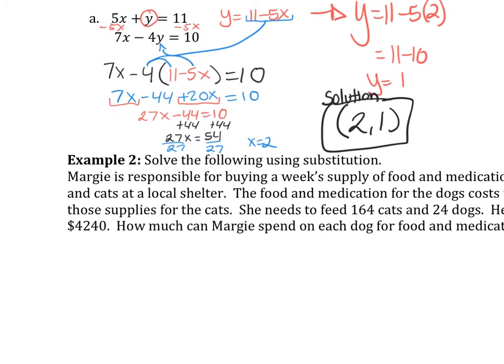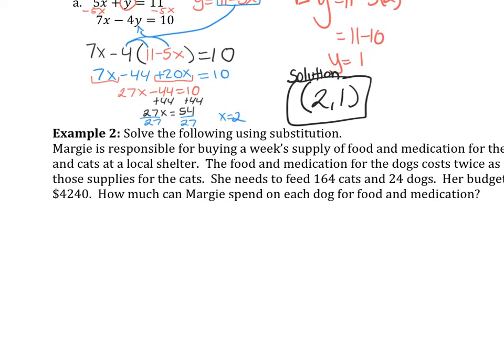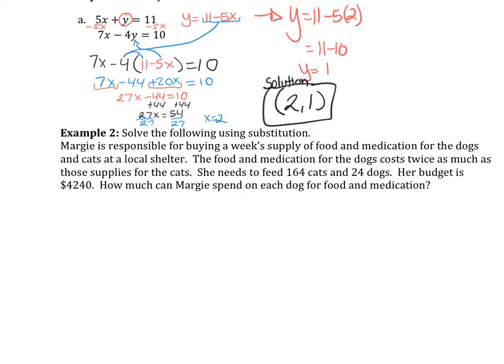Okay, so if we look at example 2, Margie is responsible for buying a week's supply of food and medication for the dogs and cats at a local shelter. The food and medication for the dogs costs twice as much as those supplies for the cats. She needs to feed 164 cats and 24 dogs. Her budget is $4,240. How much can Margie spend on each dog for food and medication?